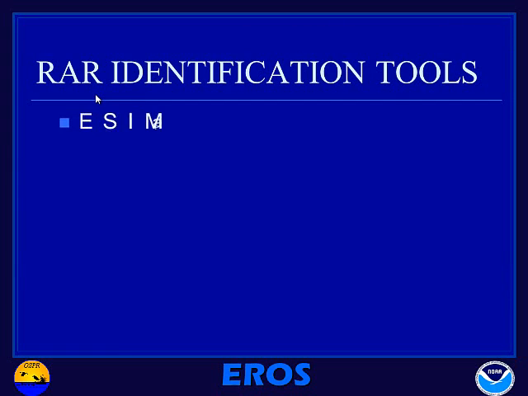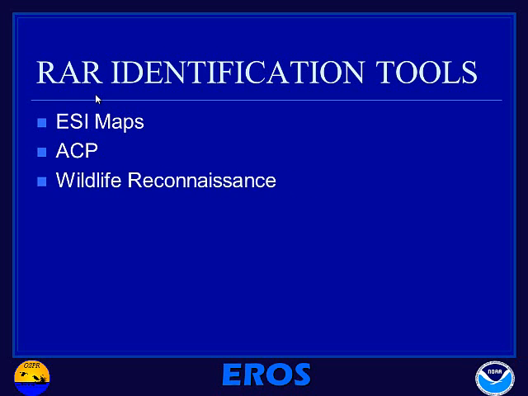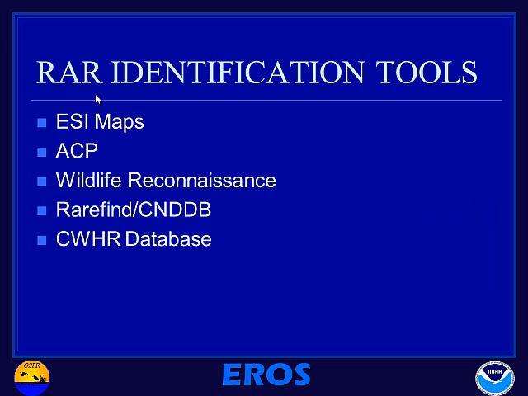So the tools. I've already talked about ESI maps, so I won't go into them any further. The ACP, the area contingency plans. There are six of them within the state of California. We are actually in the ACP2 area here. I'll go into those in a little more detail. Wildlife recon, we use them to see what's actually out in the field right now. We have several databases that we use. The first one is the California Natural Diversity Database. The second one is the California Wildlife Habitat Relationship Database. These are both maintained by the state of California.